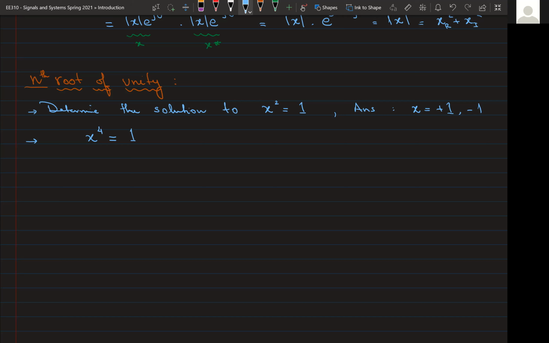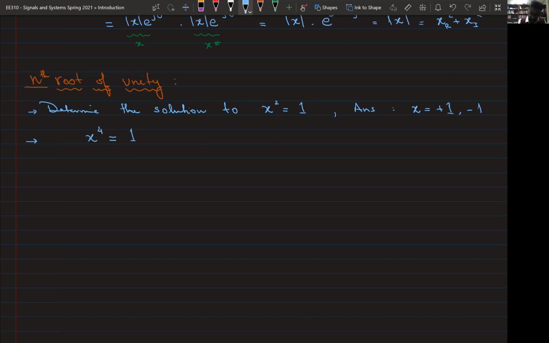Okay. So let me start out with x raised to power 4 equals 1. Let me just stick with x raised to power 4 equals 1 and extend some of the ideas that I just did in the beginning, where I said e raised to power j 2 pi is equal to 1, but e raised to power j 4 pi is also equal to 1, and e raised to power j 6 pi is also equal to 1, and so on and so forth. That's a starting point that we're going to use here.